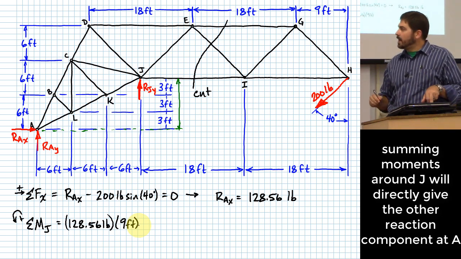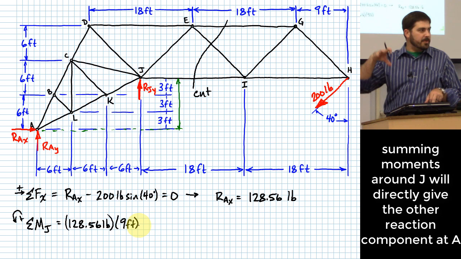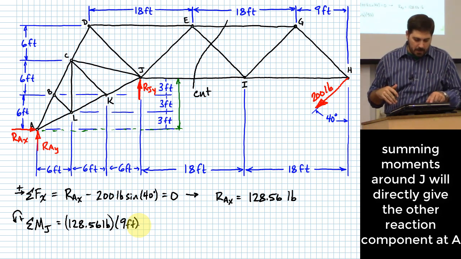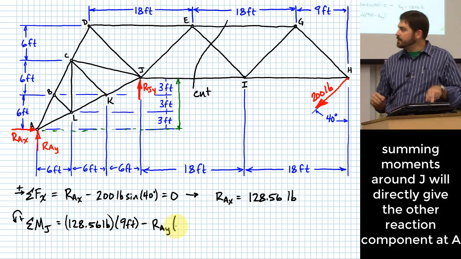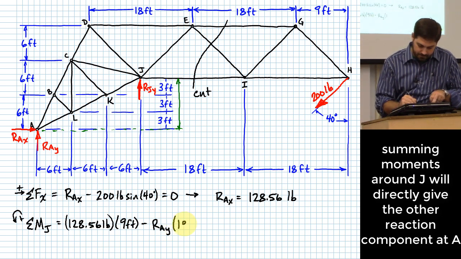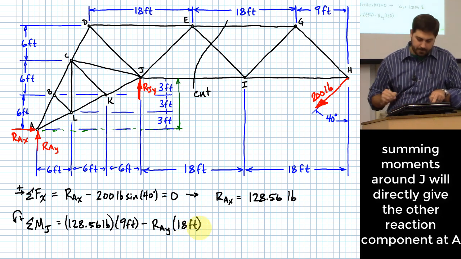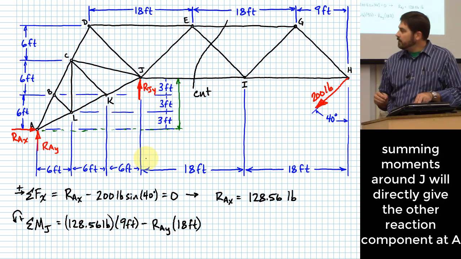Okay, positive, because it is a counterclockwise effect that would happen from RAX with the direction I'm showing there. Then what? I have RAY, which tends to try to rotate it clockwise, right? So let me subtract RAY. And how far is its line of action away from J? 18 feet. I know that because it's 6 feet plus 6 feet plus 6 feet over there to J. Then what?